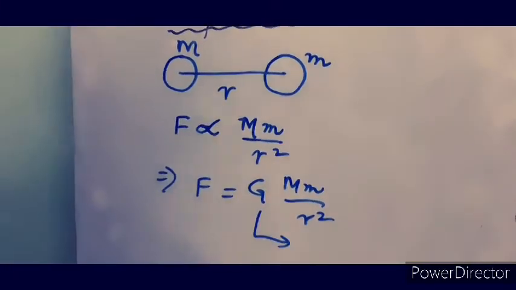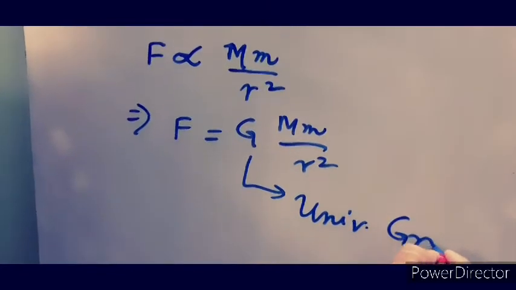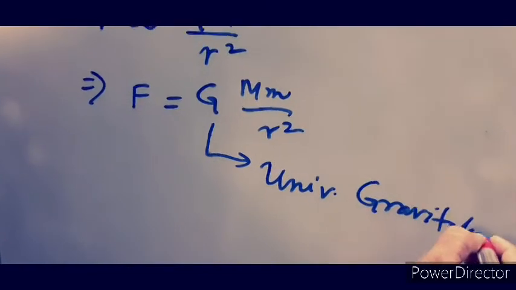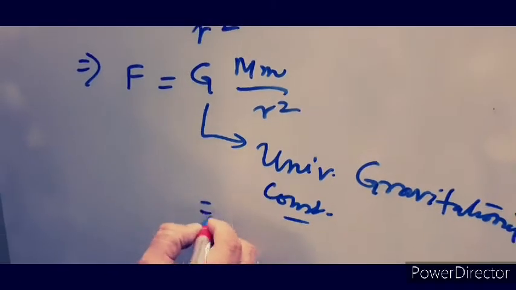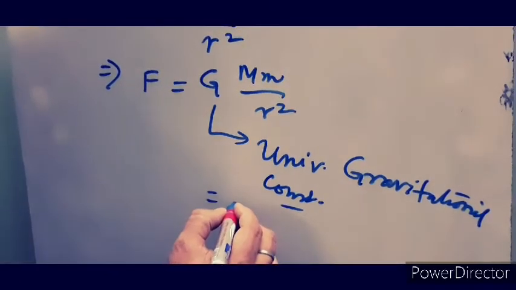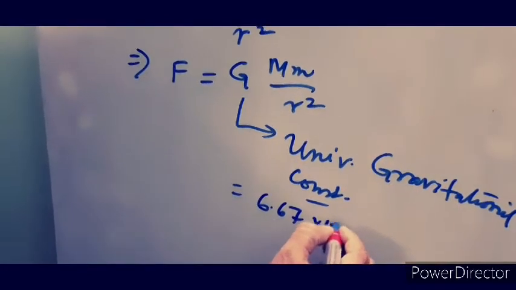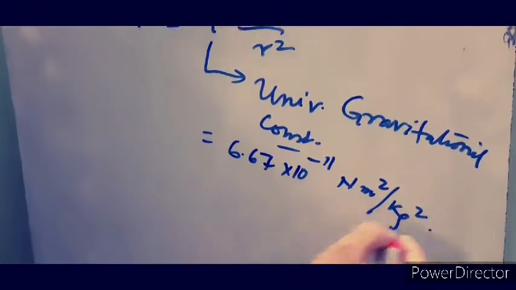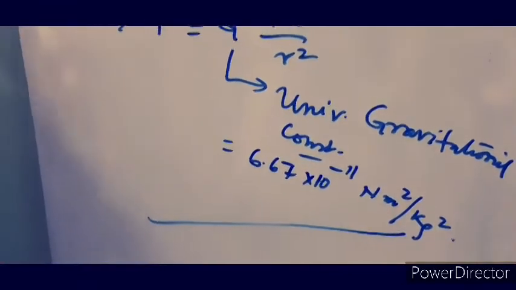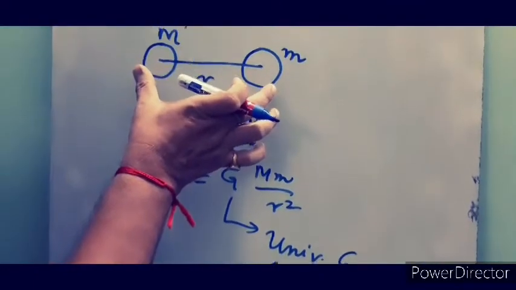This is a capital G, universal gravitation constant. What is that? Universal gravitational constant. And its value, discovered by Cavendish, is 6.67 into 10 to the power minus 11 Newton meter square per kg square. The fundamental point: the force of gravitation is the central attractive force which acts between any two material objects in the universe.